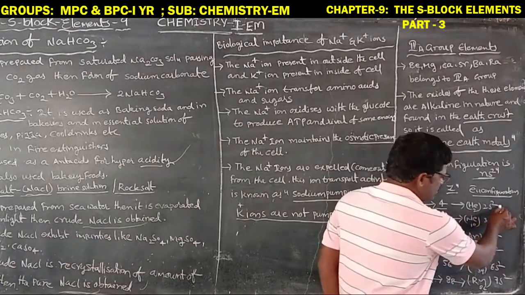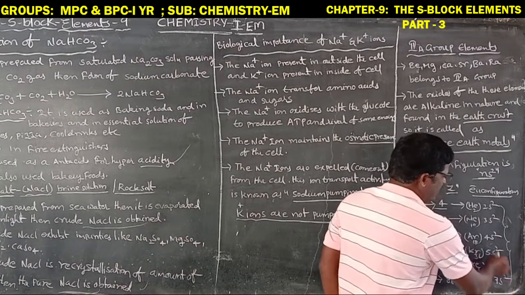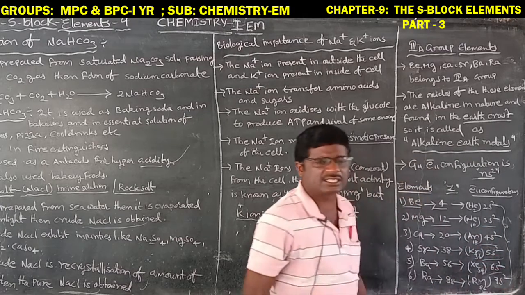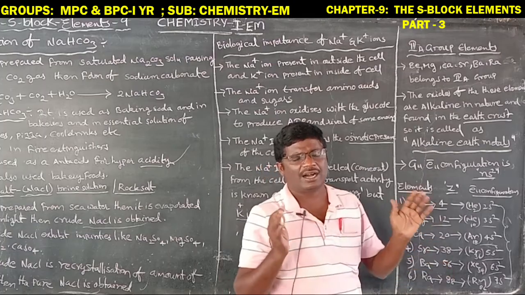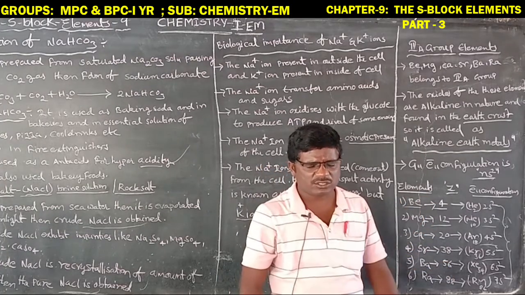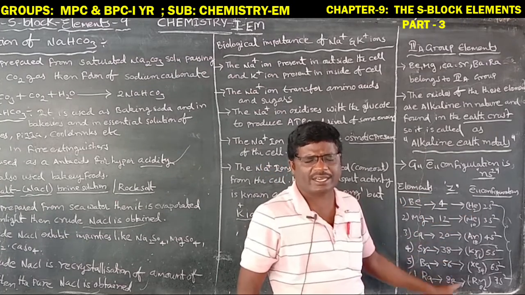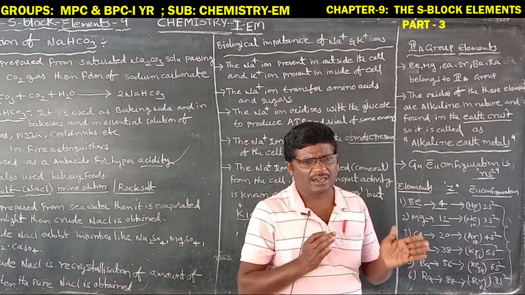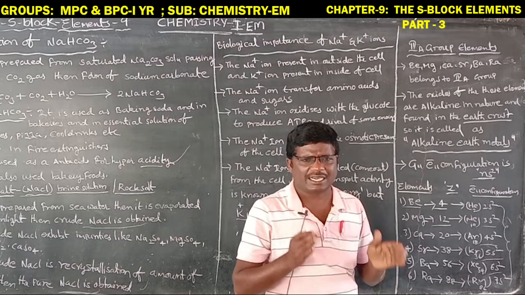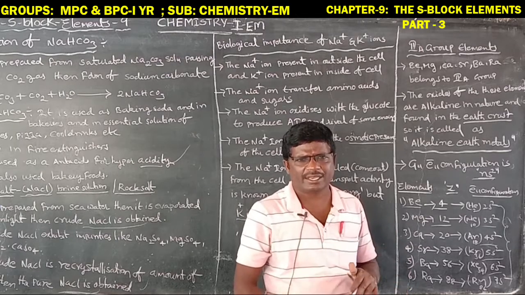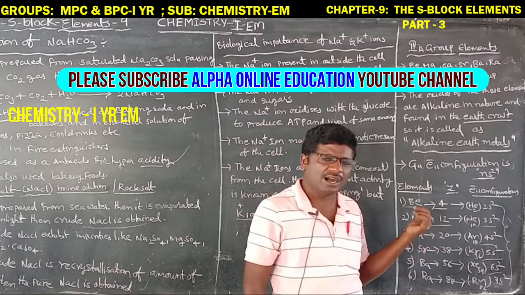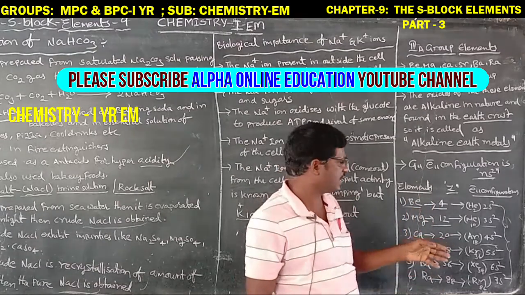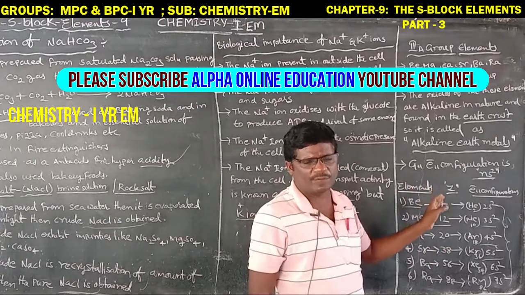In all these elements, the outermost shell consists of only 2s2, 3s2, 4s2, 5s2, 6s2, 7s2. So in beryllium, magnesium, calcium, strontium, barium and radium, the outermost shell has only 2 electrons, so they are called secondary group elements.